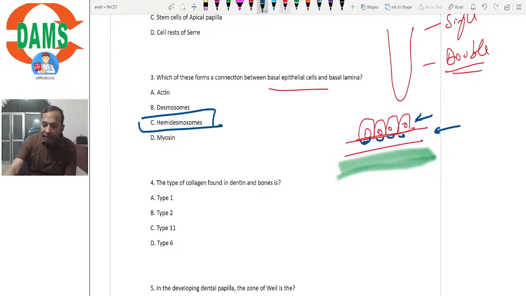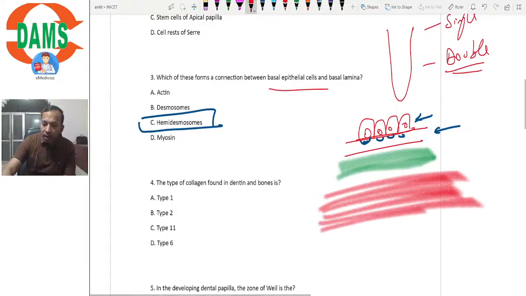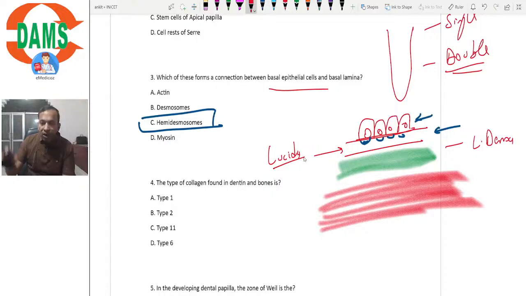Clear? The connective tissue is found beneath the lamina densa. This is the lamina densa, and here this is the lamina lucida. So the connection of lamina densa to the connective tissue is through the collagen fibers, right? There are anchoring fibers and there are chicken mesh fibers in the lamina densa, which is type 4, right? So type 4 fibers are found in lamina densa.